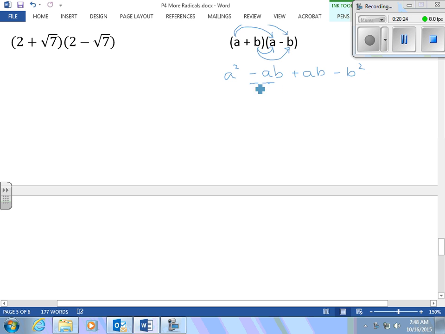Notice that in the middle I have a negative AB and a positive AB. Those add up to 0, so I end up with A squared minus B squared.